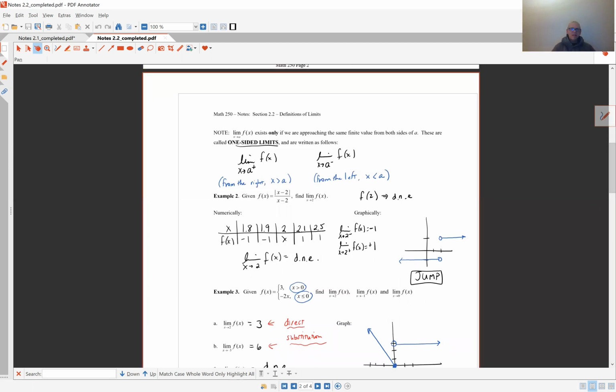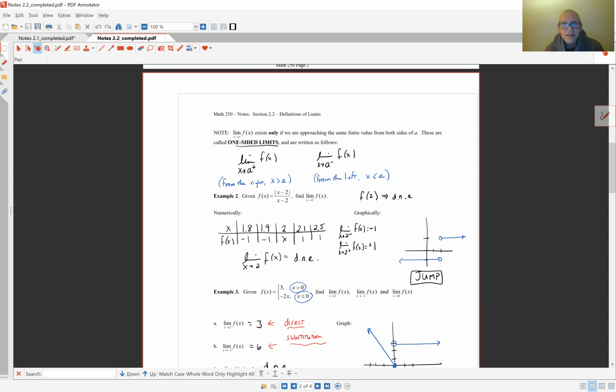Now we can look at one-sided limits. Let's say the limit of f of x as x approaches a from the right. We look at values of x very close to a, but bigger than a. We can also evaluate the limit coming from the left, for x less than a. So if we want to find the limit as x goes to a from the left, we look at values of f of x near a but less than a.